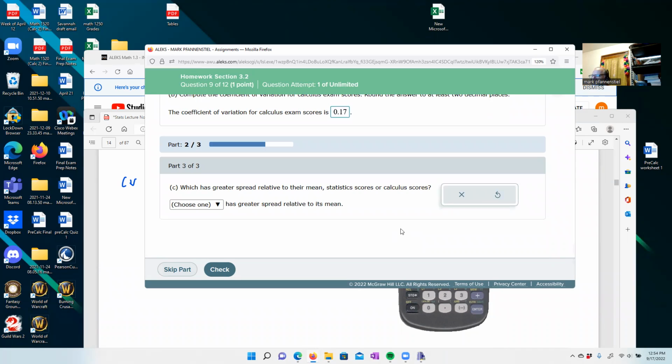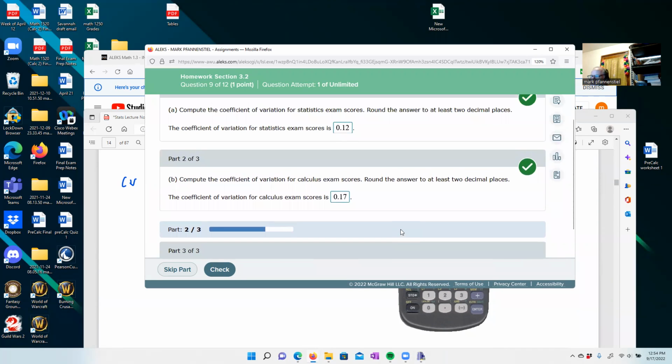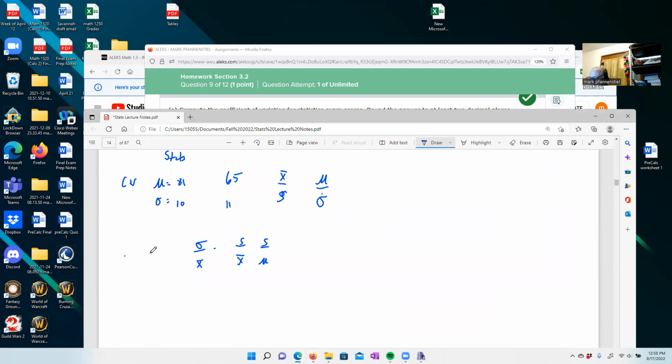Which one had the greater spread relative to their mean? That's really what we're doing here. The larger coefficient of variation is going to give you a larger spread, right? Because S over the mean equals the coefficient of variation, so the standard deviation S equals mu times the coefficient of variation. If this is a bigger number, we've got a bigger spread. That's all that's going on here.